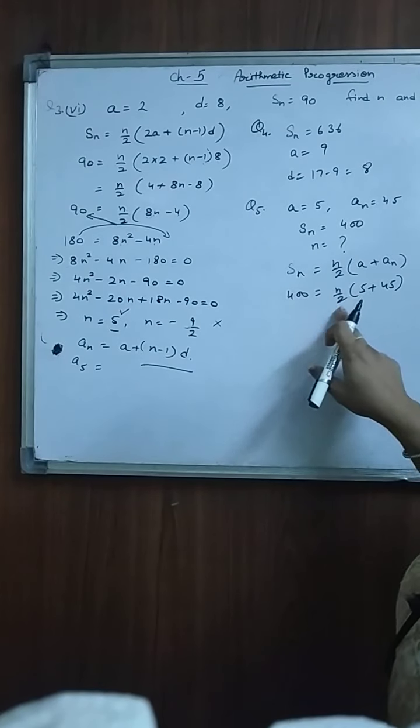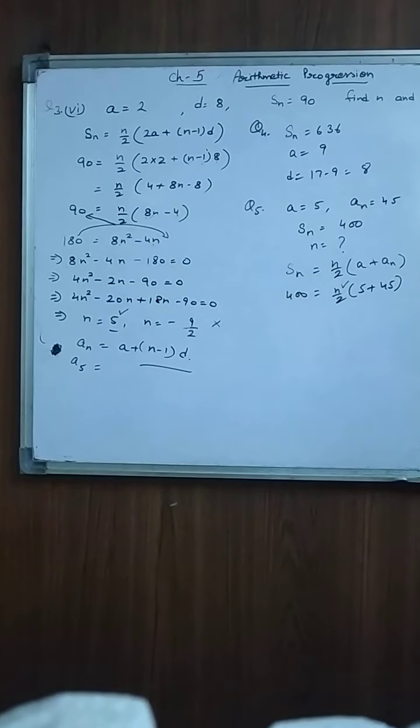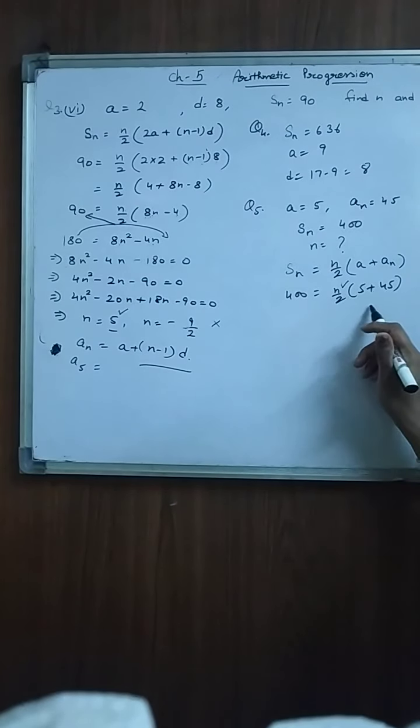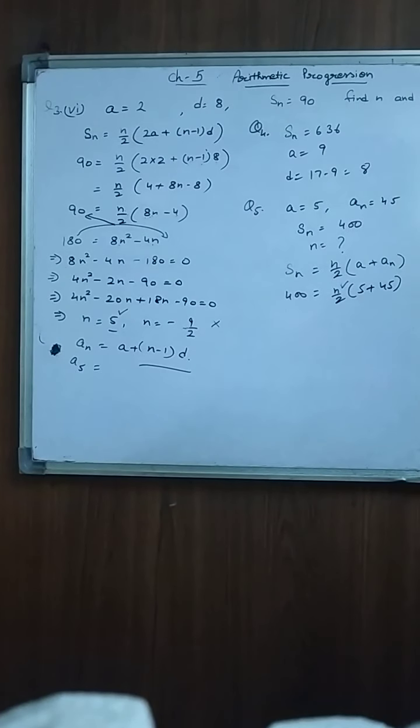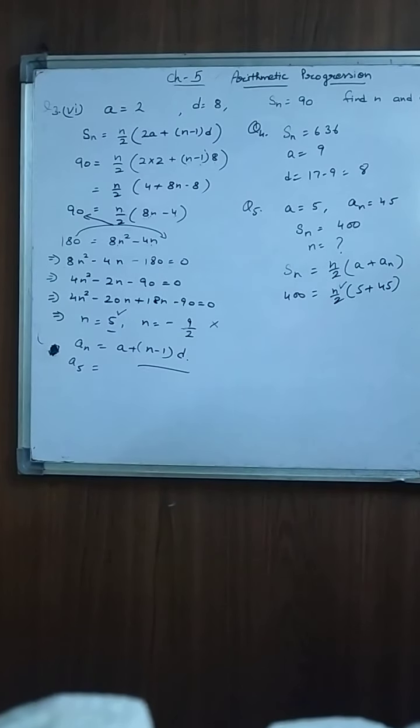If you solve these easily, you can get the value of n. 6th question, absolutely the same as this one. You can do 7. Find the sum of the first 22 terms of an AP in which D is 7 and the 22nd term.